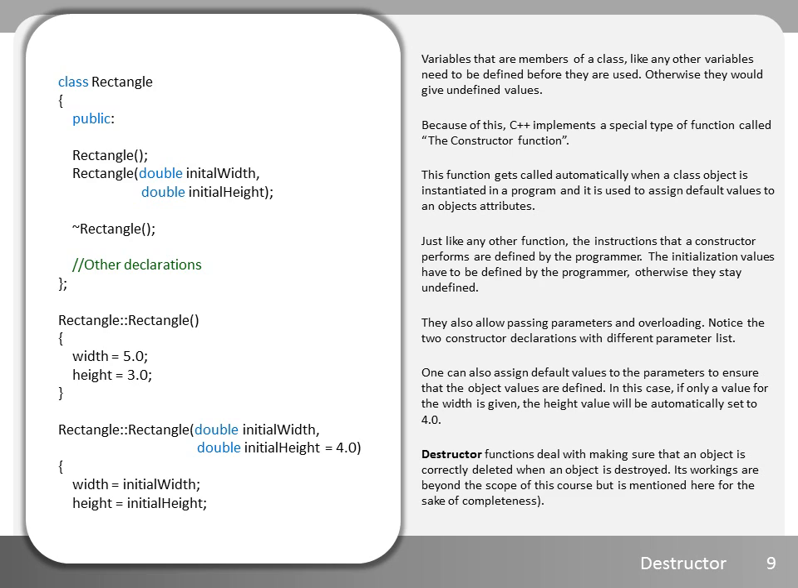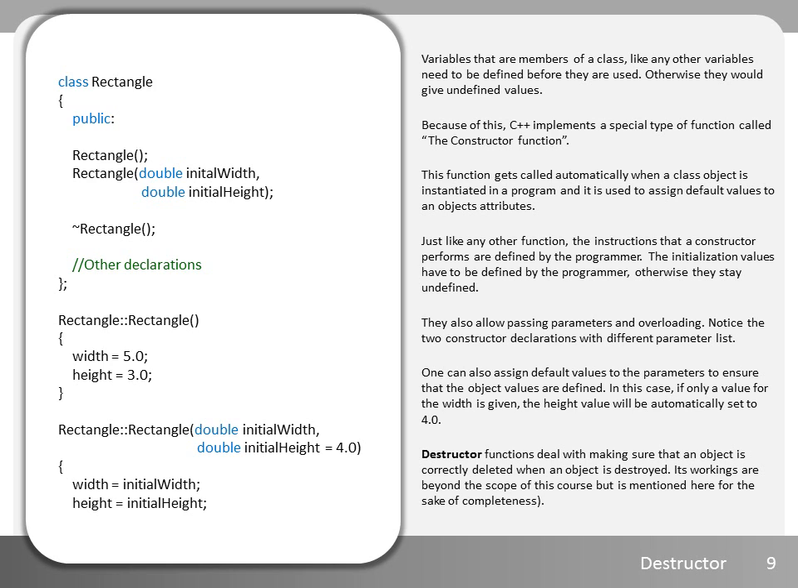Notice from the previous program that the values for the width and height of the object were set for the rectangle object before the area was calculated. This was a necessary step. Variables that are members of a class, like any other variables, need to be defined before they are used. Otherwise, they would give undefined values. Because of this, C++ implements a special type of function called the constructor function. This function gets called automatically when a class object is instantiated in a program, and it is used to assign default values to an object's attributes.